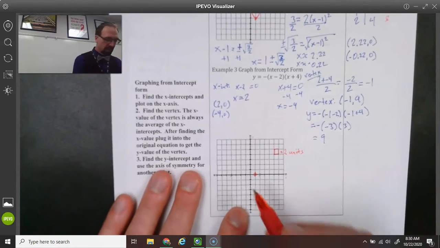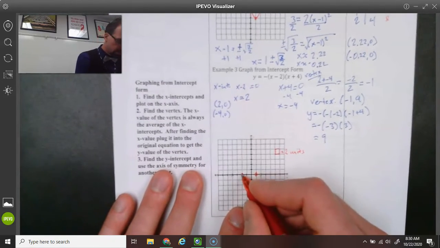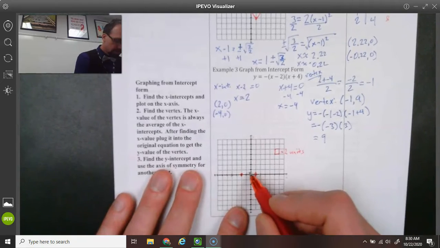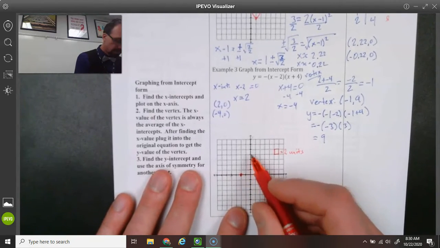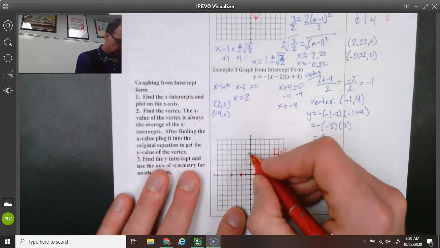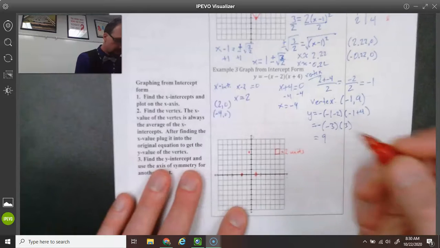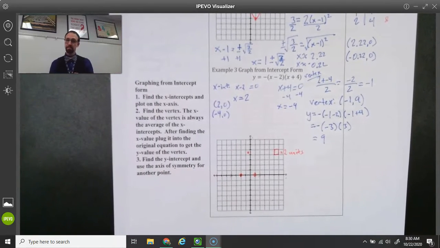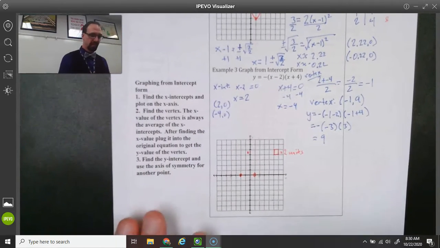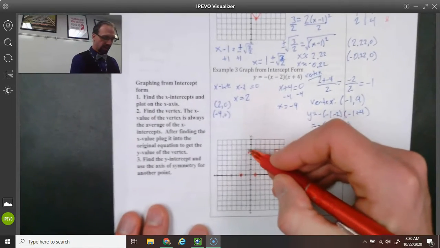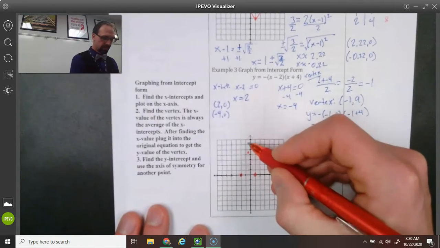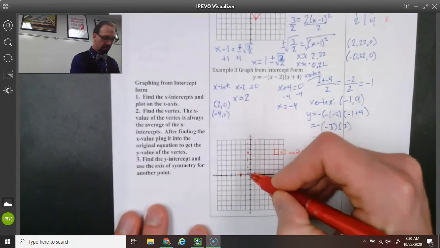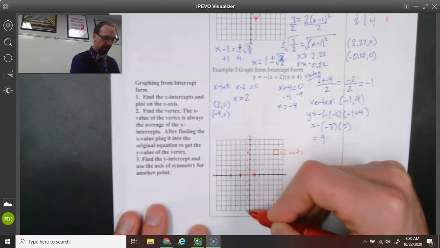There we go. And then here, 2, 4, 6, 8, halfway is 9. So there's my vertex. Remember, your vertex is on your axis of symmetry, so we can reflect. Again, drawing it in. And then we will erase this because it's not part of our final graph.